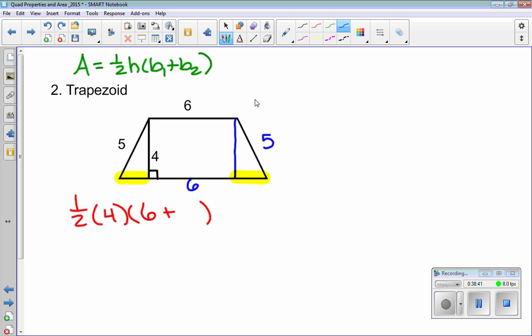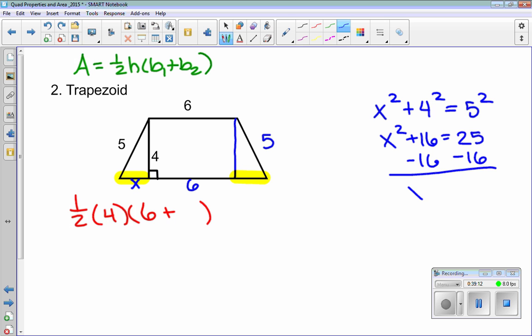Emily said it. Pythagorean theorem. I have a right triangle down here. If I call this x, x squared plus 4 squared equals 5 squared. Some of us already know what the answer is because you know the Pythagorean triple. That's okay. We'll call this x for now. X squared plus 16 is equal to 25. Subtract 16. X squared is equal to 9. X is 3. People might have known 3, 4, 5.